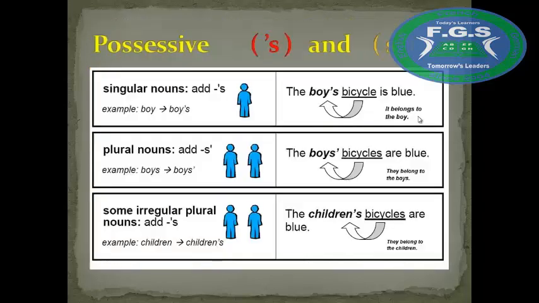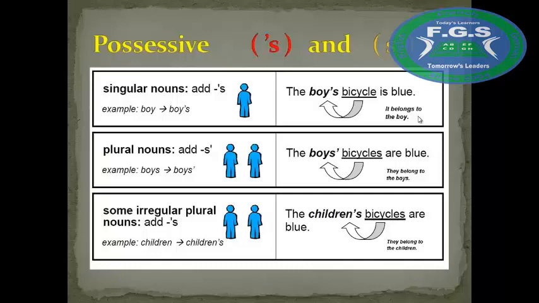The next part of this grammar, possessive apostrophe s and s apostrophe. We add apostrophe s to the singular nouns like boy, girl, Ali, Ahmad. Look at this example. The boy's bicycle is blue. So we put apostrophe s to the boy because the boy is singular. And apostrophe s in this sentence points to something that belongs to the boy. So we have to put apostrophe s to the singular noun.